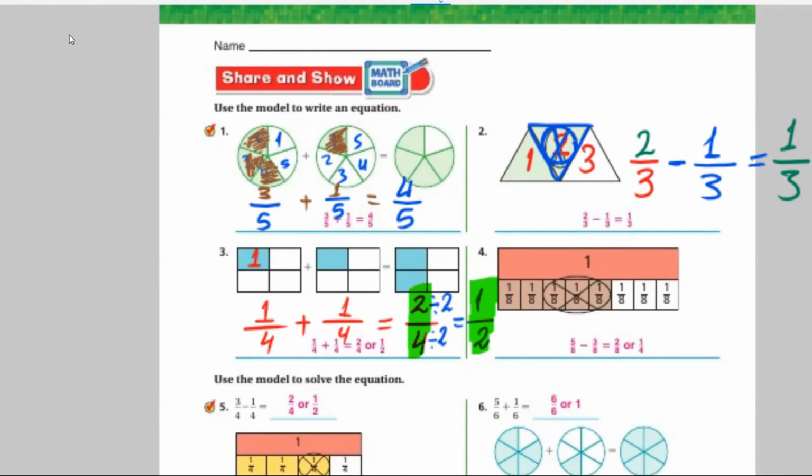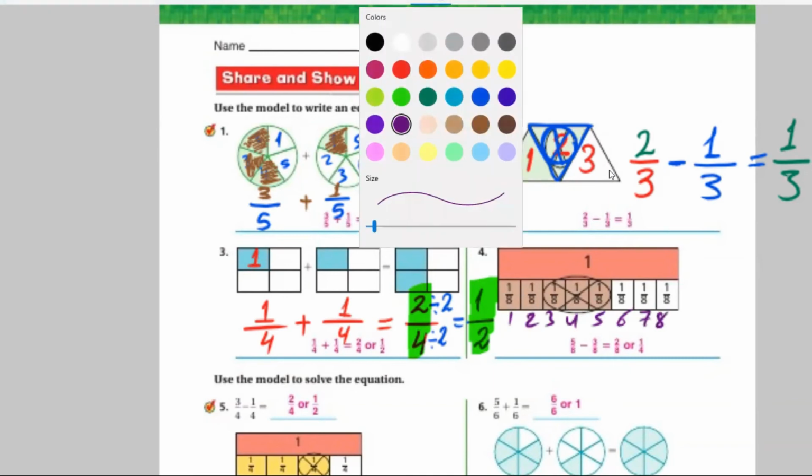Let's come on, start. We have how many shaded parts? Firstly, you have to write the total parts. How many parts here? The total parts here. 1, 2, 3, 4, 5, 6, 7, 8. So it will be 8. So let's write 8 here.